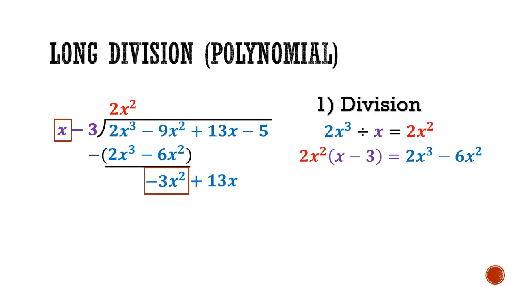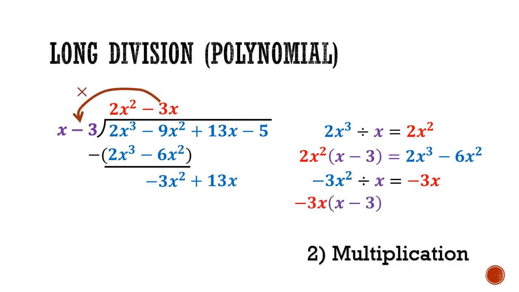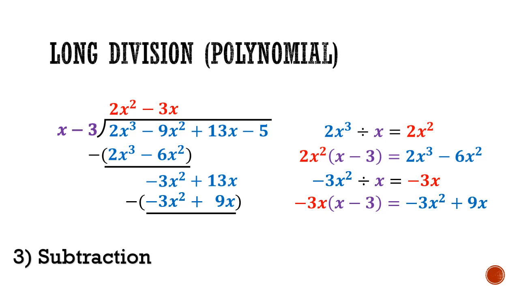Once again, we divide the leading terms. Negative 3x squared divided by x gives us negative 3x. Step 2, we take negative 3x and we multiply it by the divisor x minus 3. That gives us negative 3x squared plus 9x. Step 3, we subtract. Subtracting, the negative 3x squares will cancel out, and 13x minus 9x gives us 4x. Lastly, we bring the negative 5 down. And we're going to repeat the cycle one last time.